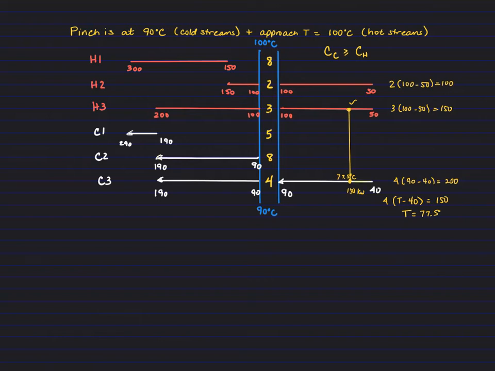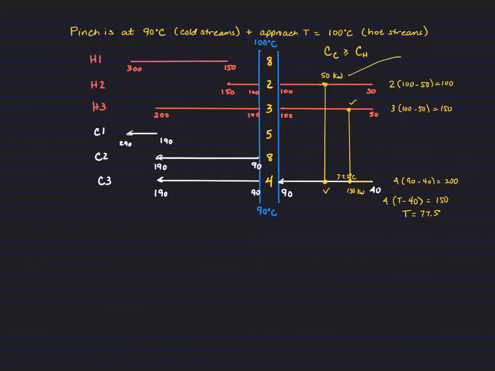I'll be able to go from 40 to 77.5. So now I need to go from 77.5 to 90. That's going to be another 50 kilowatts. I can now pair that with the upper stream. Now that will completely heat up stream C3, but will it do the adequate cooling for stream H2?